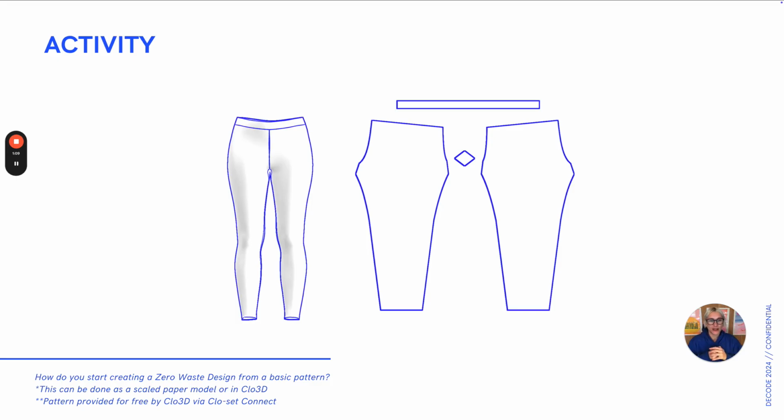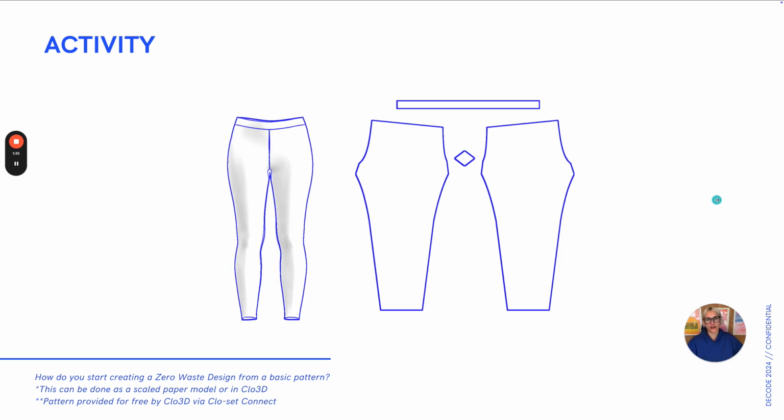So I'm going to be showing you this demo in digital format. This can be done either in Clo3D or in paper. It can be fun in either one. With Clo, you get a little bit more of a 3D understanding of this activity. But you can also go ahead and print out a pattern or use any pattern that you have at your disposal. For this exercise, I'm simply using a pattern provided for free via Closet from Clo3D.